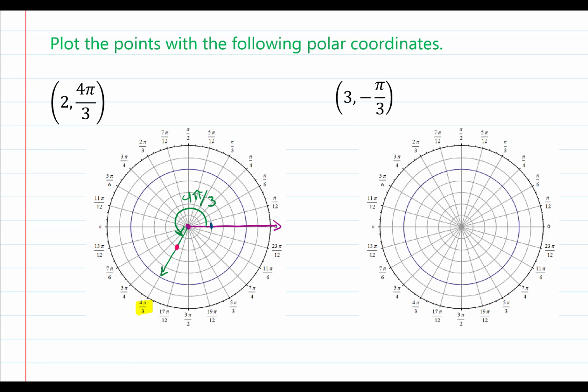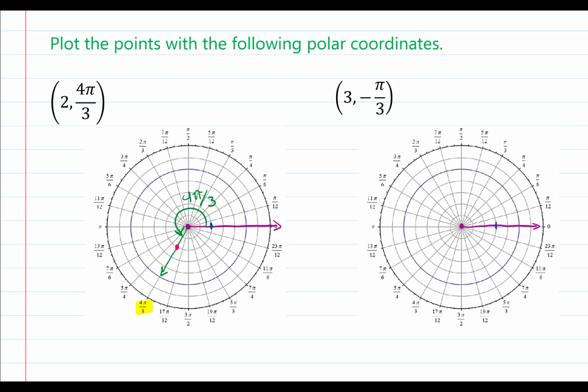And for the second point, I will again start with identifying the pole and draw the polar axis. I'm going to go 3 units away from the pole along the polar axis. So it would be this concentric circle here, which has a distance of 3 units from the pole. And then I'm going to rotate negative pi over 3. Now, because I have a negative angle, that means I'm going to rotate clockwise instead of counterclockwise.